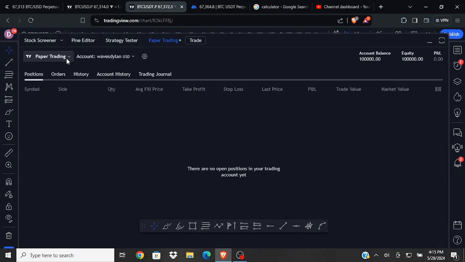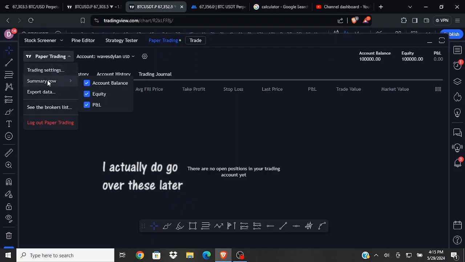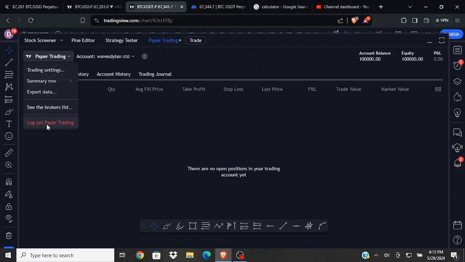That's good to know. You have this little drop down menu next to it with some other options here, which I'm not going to go through all of those. You can explore those if you want. I'm not going to really point out everything here. I'm just going to point out the important stuff. And down here you can also log out of your paper trading account.